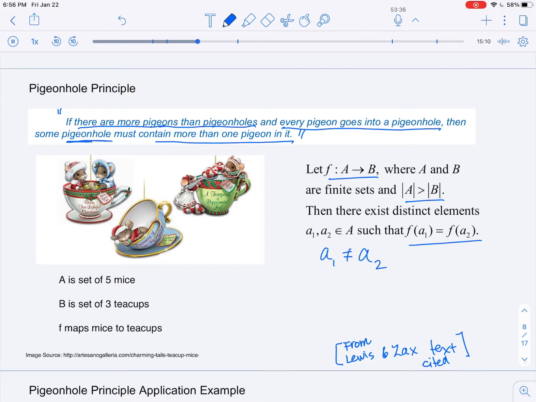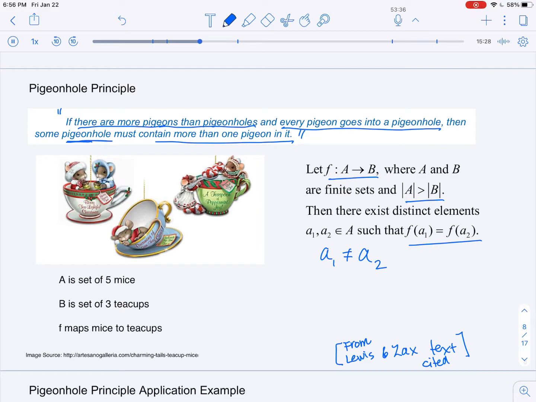So the more than one pigeon in the hole would be the a1 and a2 from the set A, and that pigeonhole into which they're mapping is designated by the points f of a1 and f of a2, which is the same.